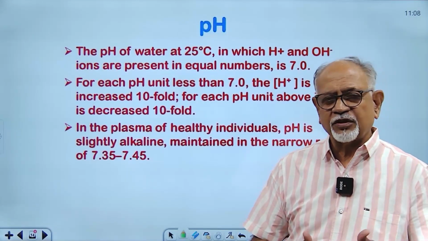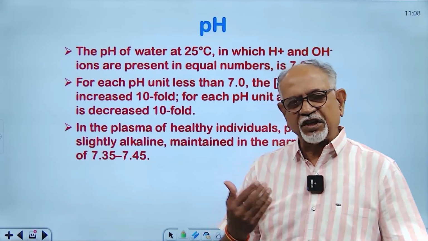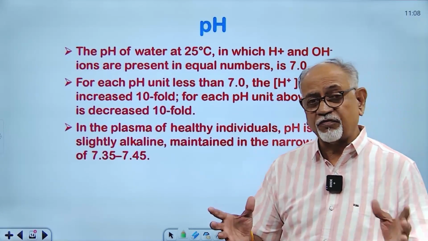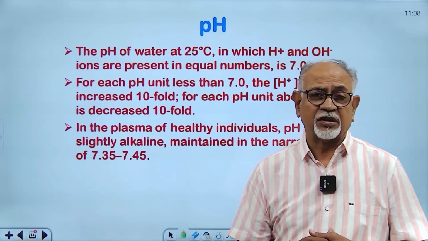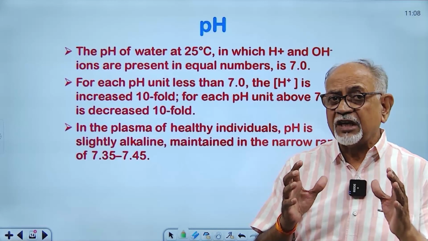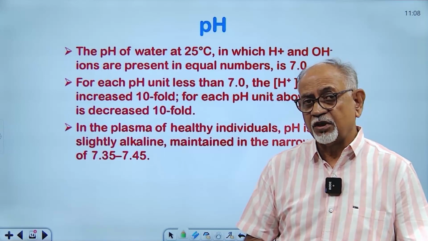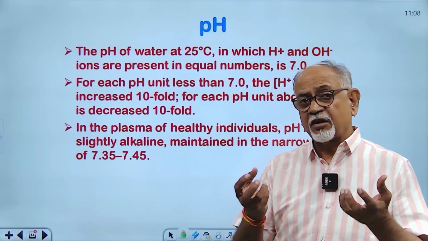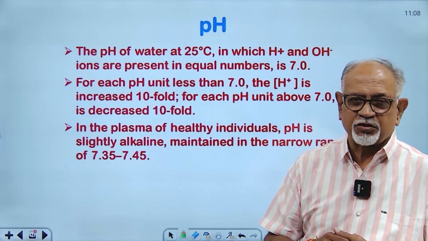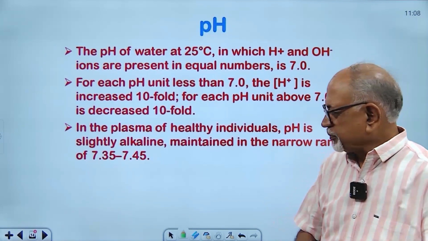Similarly, if the pH value increases by 1 unit, it means decrease in hydrogen ion concentration by 10 folds. The plasma of a healthy person has a pH value of 7.4, which is slightly alkaline. But you know how important the pH value is, that only a fluctuation of 0.5 pH can cause damage to the physiological processes.